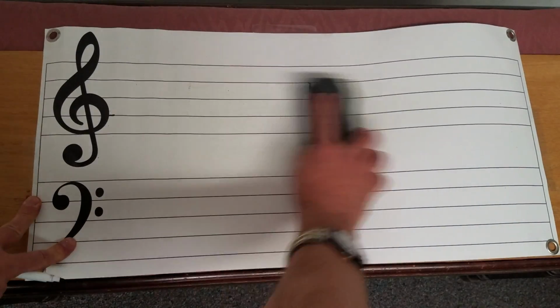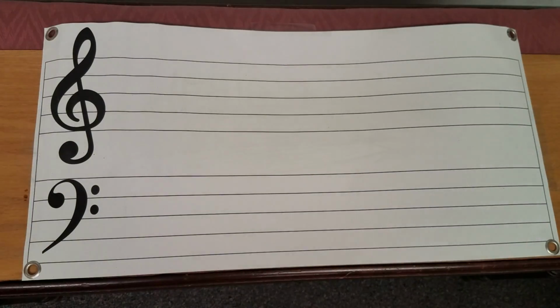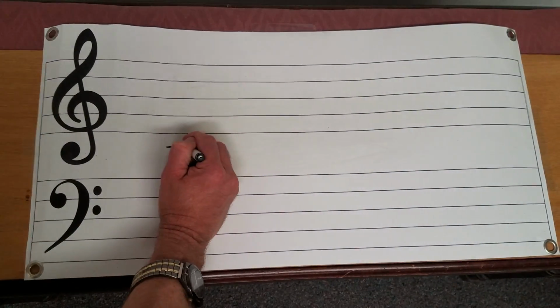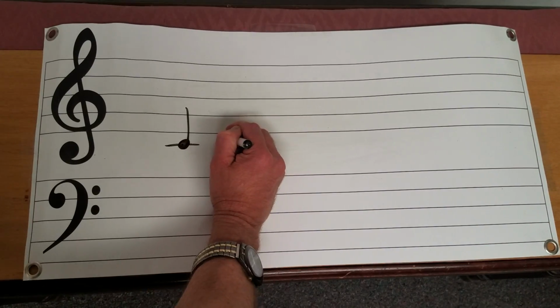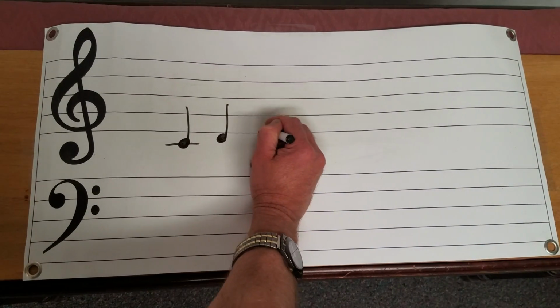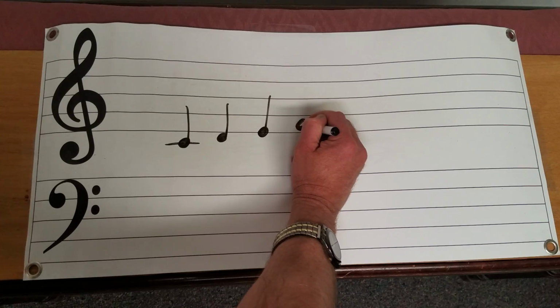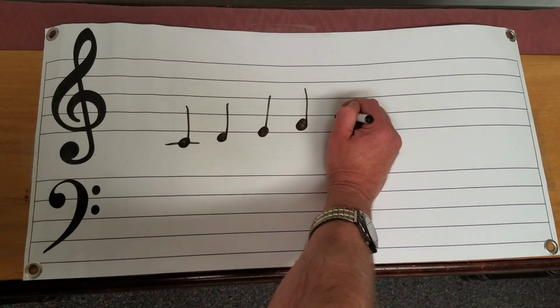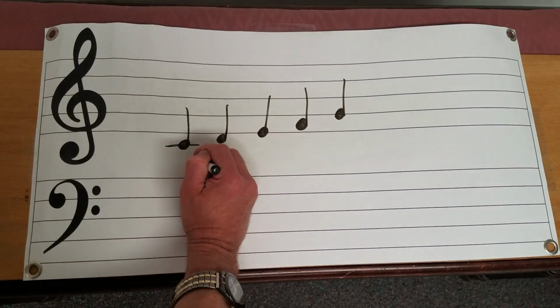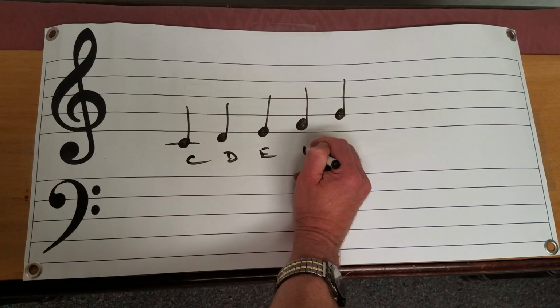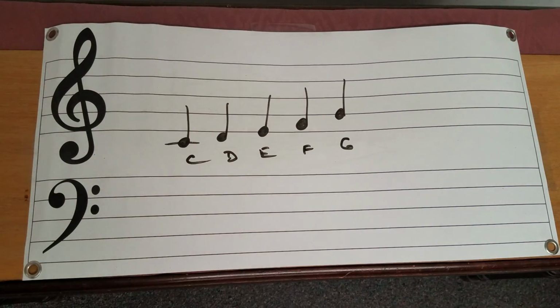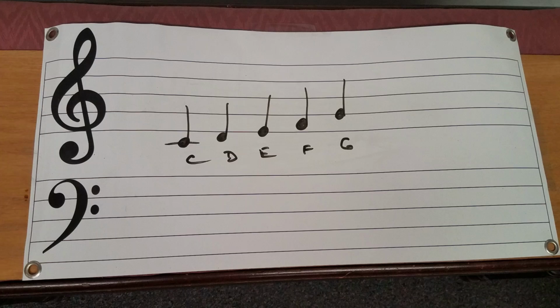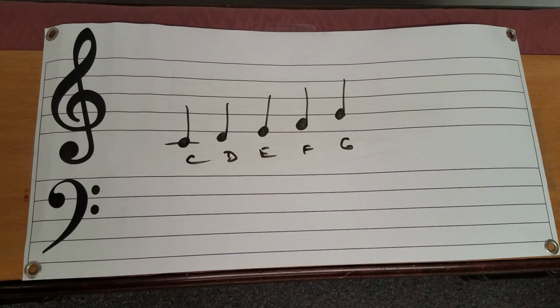Now what I will do is I will erase these and show them in a much more clear fashion. So we have C, D, E, F, and G. There they are, straight up the scale, straight up the musical alphabet. This is how this works. So these are the first 5 notes that I want you to remember because they're foundational, they're fundamental to learning how to read notes on the staff.